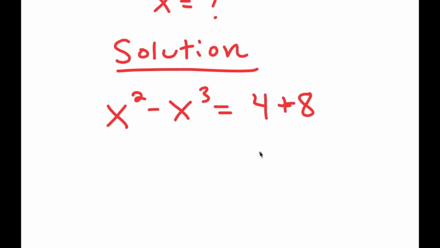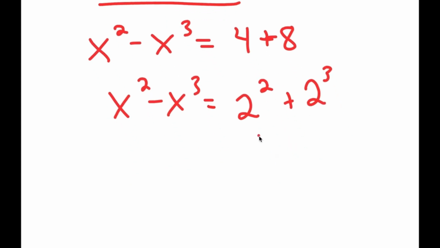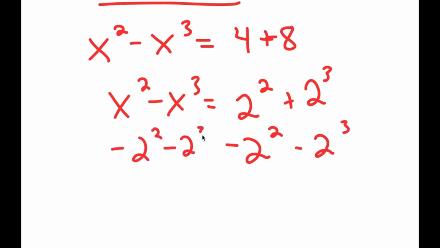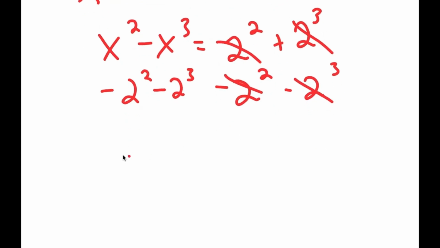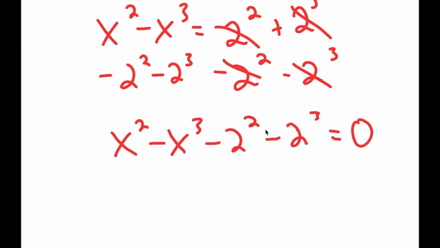And the reason I did that was because 4 is the same thing as 2 squared, and 8 is the same thing as 2 to the power of 3. So notice I have a number squared minus a number to the power of 3, and then I have a number squared plus that same number to the power of 3. Now I'm going to subtract 2 squared on both sides and 2 to the power of 3 on both sides. So then these two cancel out, and I get x squared minus x to the power of 3 minus 2 squared minus 2 to the power of 3 is equal to 0.